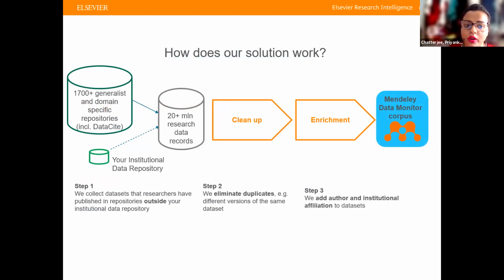Now, how does this solution work? So we work with 1,700 plus generalist and domain-specific repositories. We also work with your own institutional repositories. There are 20 plus million research data records. We collect these data sets that researchers have published in repositories outside your institutional data repository. We include a step where we eliminate duplicates, for example, different versions of the same data sets. We enrich this data with author and institutional affiliations, and thus we create the data monitor corpus, which enables institutions to monitor, reproduce, and reuse the data of their institutions.